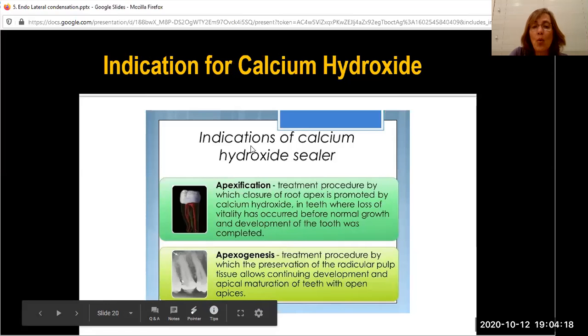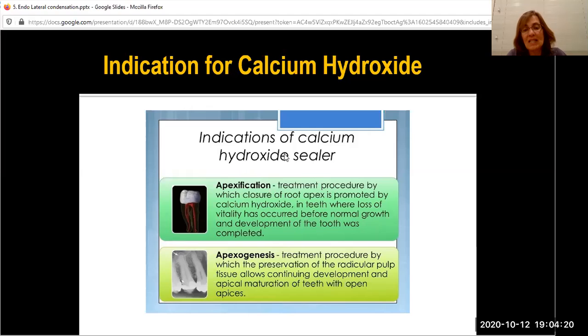Okay. More indications for the hydroxide sealer. As we discussed, it's apexification, which is when there is not closure in the root, and we want to keep the tooth forming the root in order to save the tooth for the patient with normal growth.